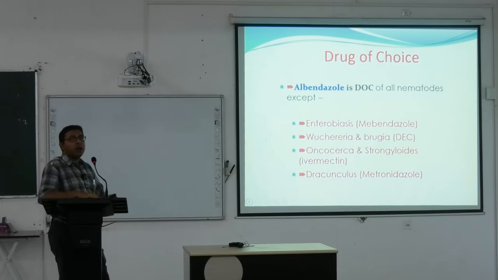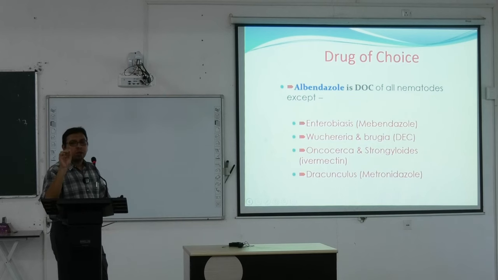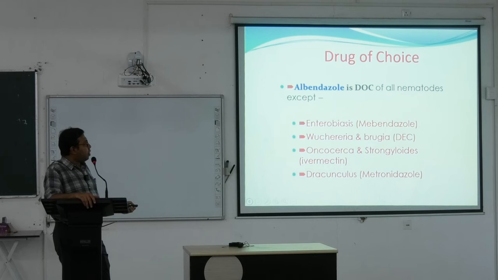So, for all the nematode infections, nematode means may it be hookworm, may it be roundworm, may it be pinworm, in all these cases, we have to use the albendazole. This is the drug of choice. Except a few cases like Enterobius, mebendazole. If there is filaria, there is DEC, diethylcarbamazine citrate. If there is Onchocerca or Strongyloides, ivermectin. And for Dracunculus medinensis, metronidazole.